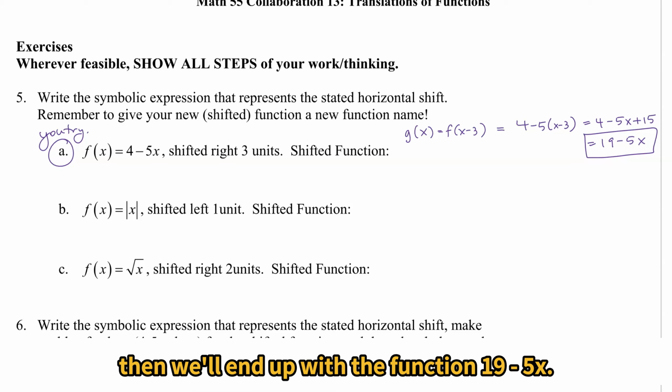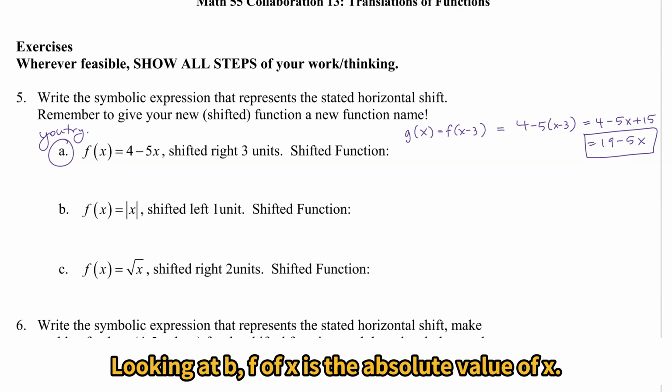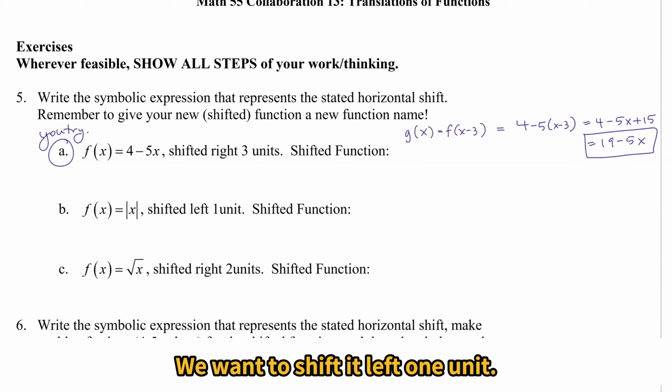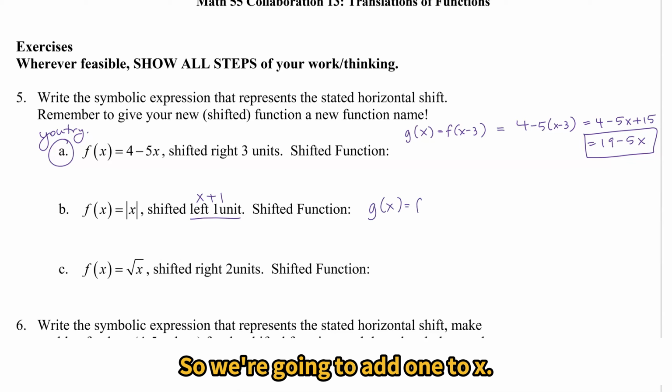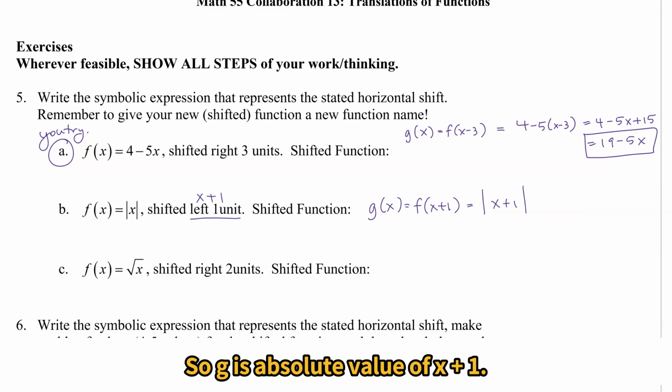19 minus 5x. Looking at B, f of x is the absolute value of x. We want to shift it left 1 unit, so we're going to add 1 to x. So g is the absolute value of x plus 1.